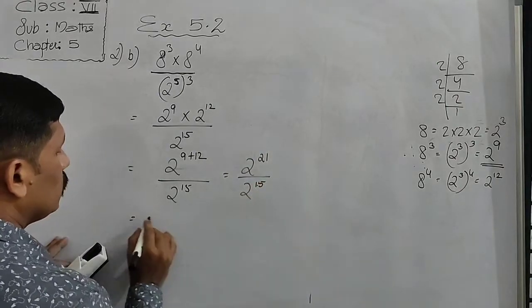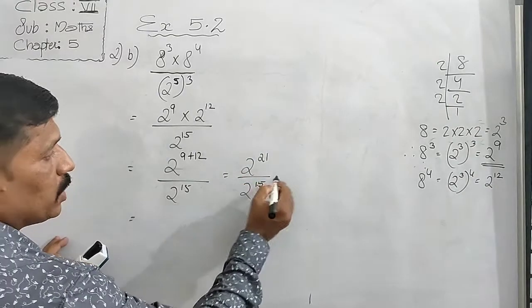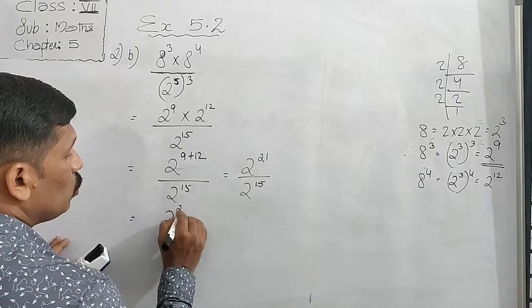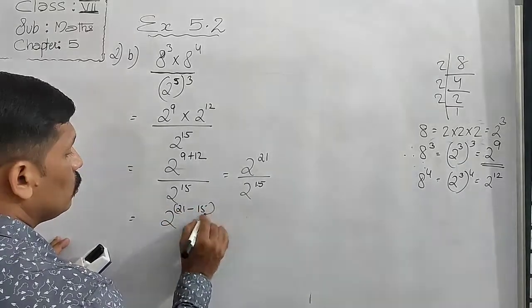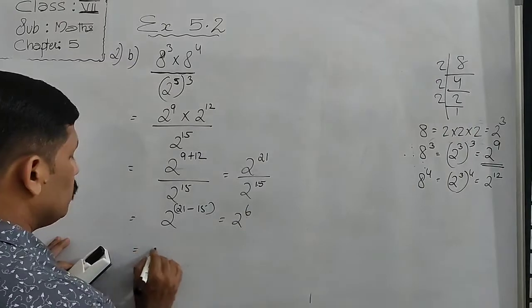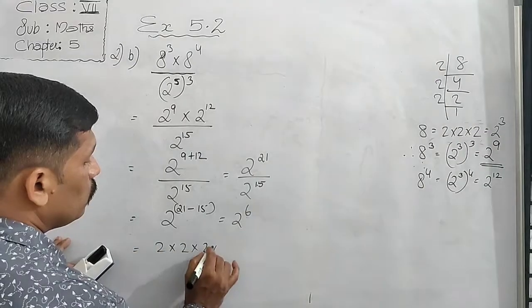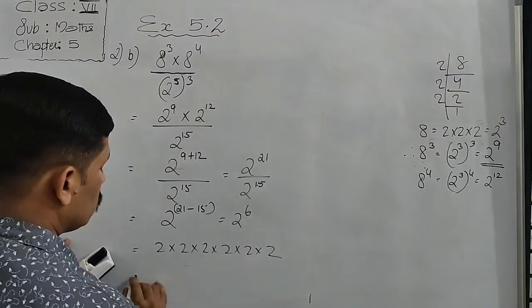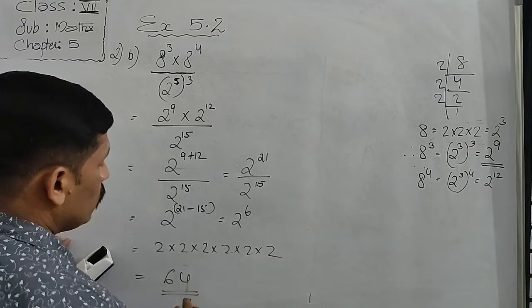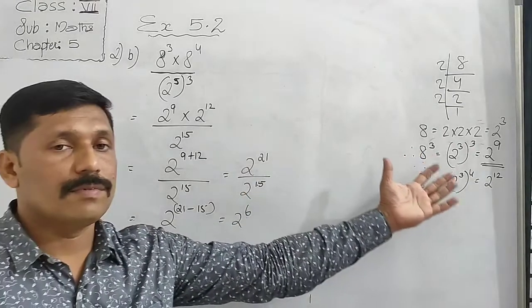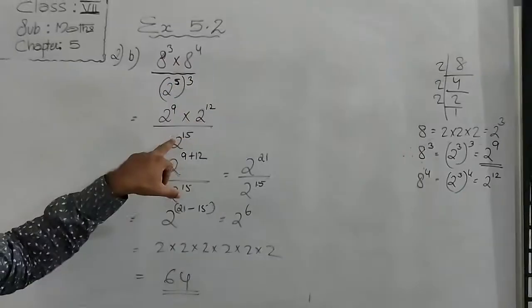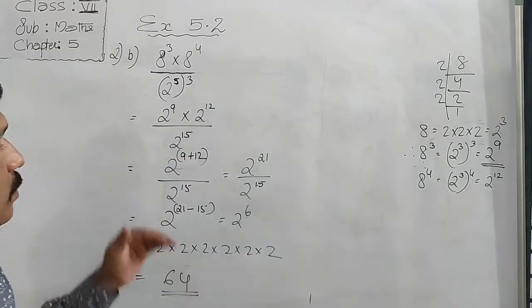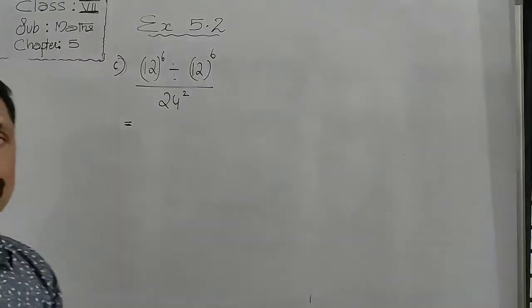So here bases are same and division, we subtract the powers. 21 minus 15, that is equal to 2 power 6. So 2 power 6 means 2 into 2 into 2 into 2 into 2 into 2. 2 2s are 4, 4 4s are 16, 16 4s are 64. So 64 is the value of this expression. So students, here we have factorized and made all bases same, and then we added or subtracted the powers.